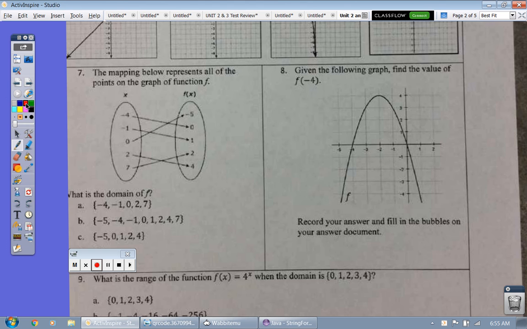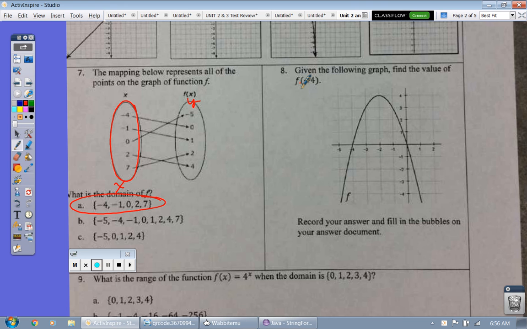All right, 7. Let's see here. What's the domain? So what are the x values? These are the x values right here. Remember we said f of x, that's just another way of saying y. We talked about that. So -4, -1, 0, 2, and 7. The answer is A.